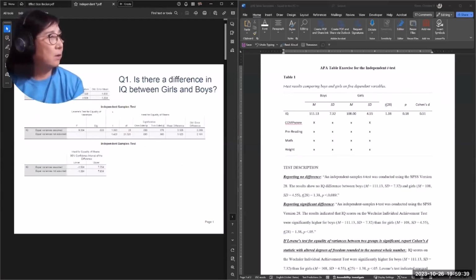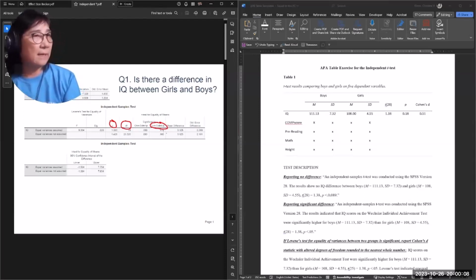Right here, this one is a variance test. I will explain it a little bit later. The ones that I want you to pay attention to are right there: t-score, degrees of freedom, and the two-sided significance. Those are the 3 things that I need to know. This is the t-score right there, 1.38. So I wrote it in, t-score 1.38. Degrees of freedom is 28. So I wrote it in, 28 right there.